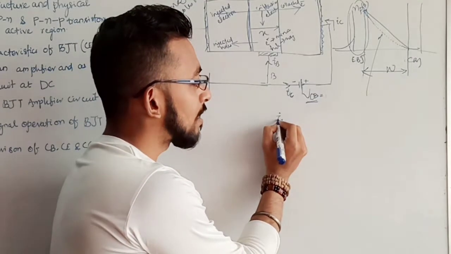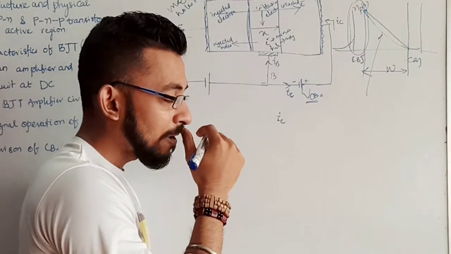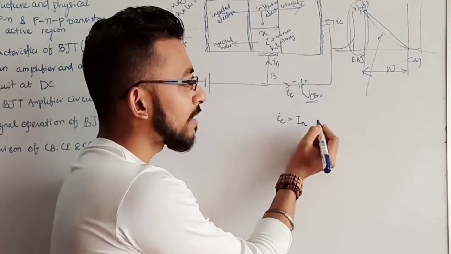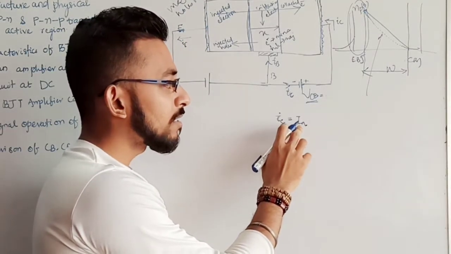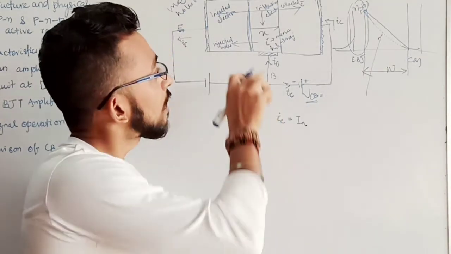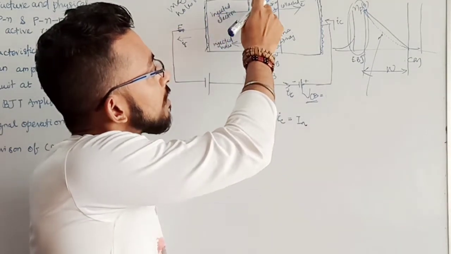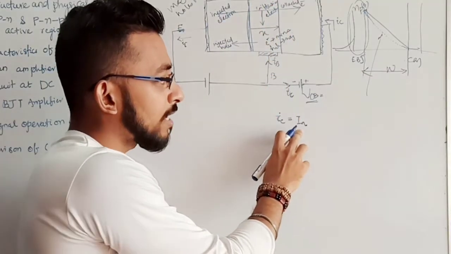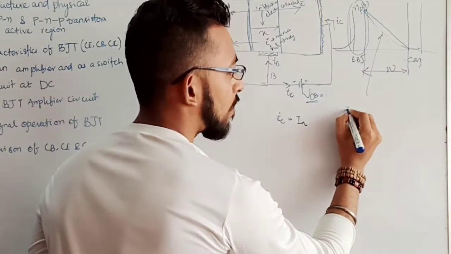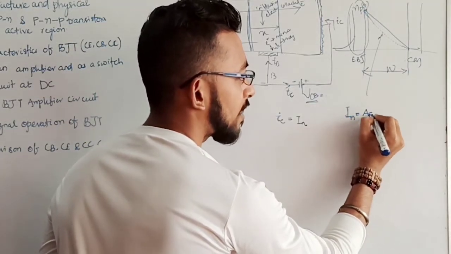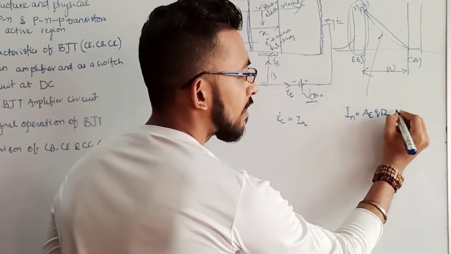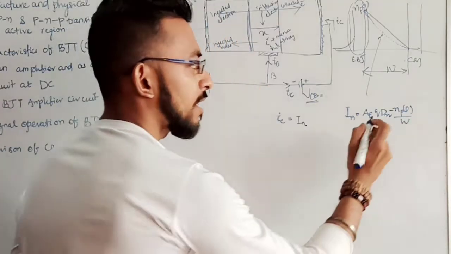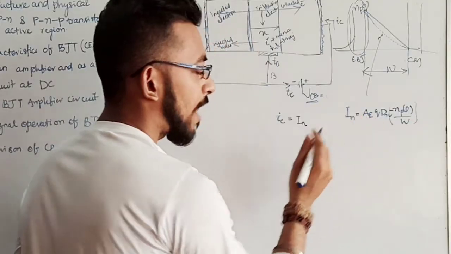That current is called IC, because of this collected electron. This IC is the same as the IN that we read in the last class. What is IN? That is the diffusion current of electrons. Because of this diffusion of electrons, we found IN. Our IN that we found in the last class is A E Q D N into minus N P naught upon W. This is the value of IN that we read.